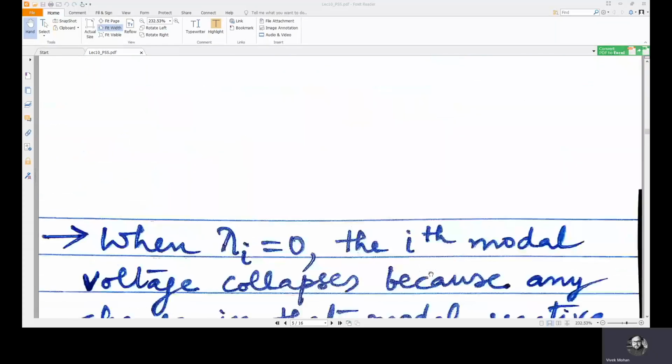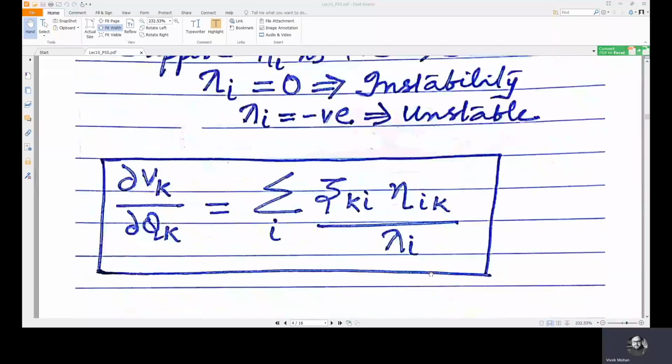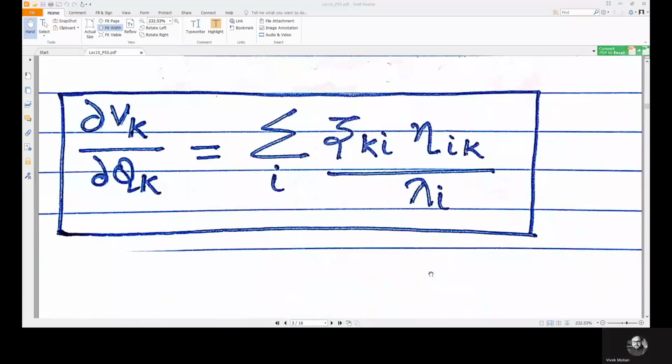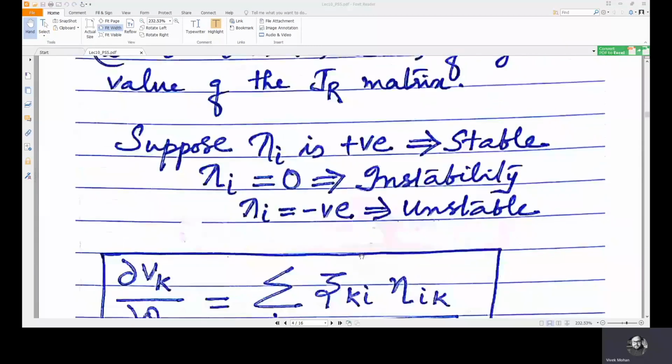That's all. So that is what is there with the QV sensitivity and VQ sensitivity and QV modal analysis. And from this QV modal analysis, we'll do a problem in the next lecture. A numerical example we'll do.